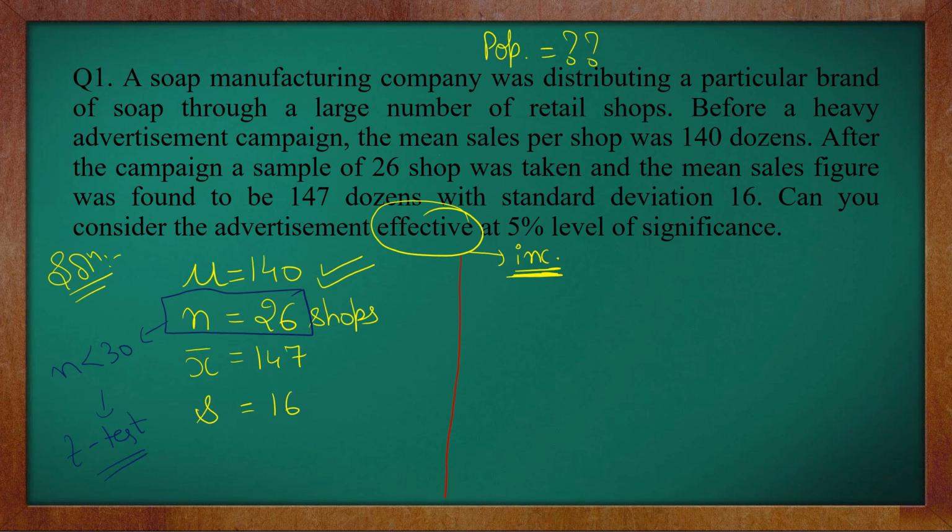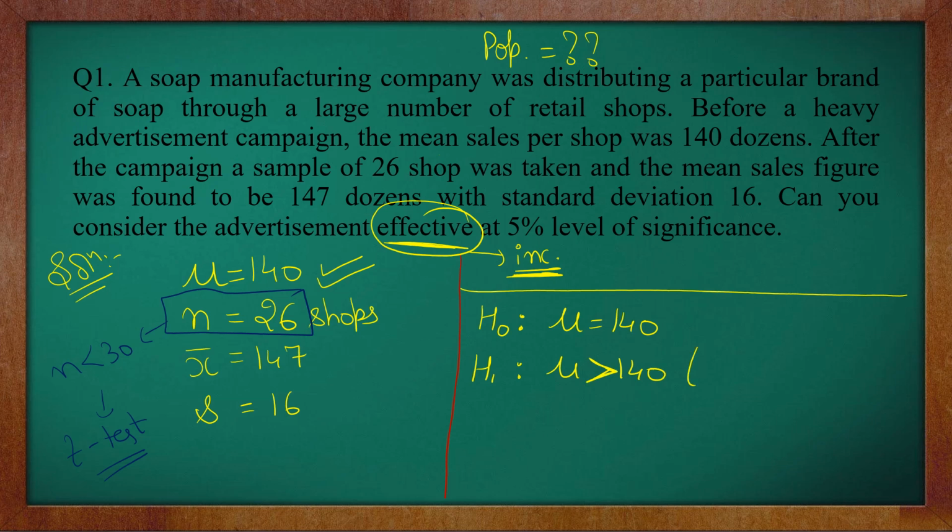That is clear. Now, what is the first step, students? The first step is to take the null hypothesis. Null hypothesis means suppose they have not done any advertisement, the sale is as it is, the same. So what is the sale? 140. But they are saying that after the heavy advertisement campaign, the sale is effective. Effective is definitely increased. So increased, greater than, is what you will use.